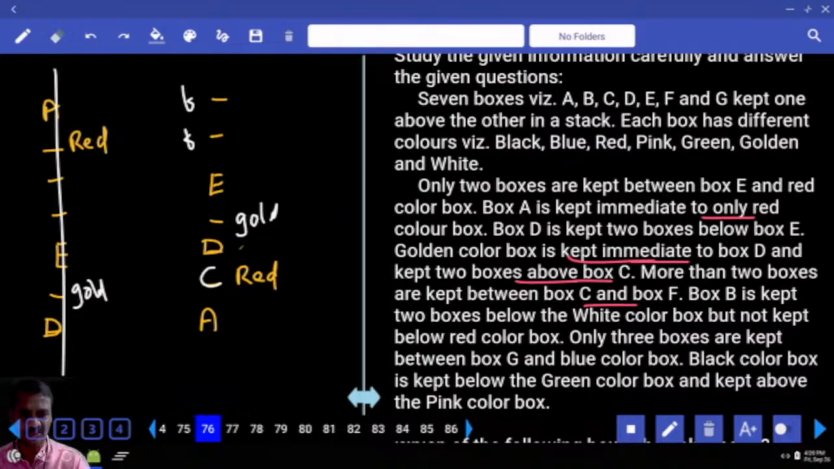Now which is kept 2 boxes below white? B is kept 2 boxes below white. Hence this must be B.